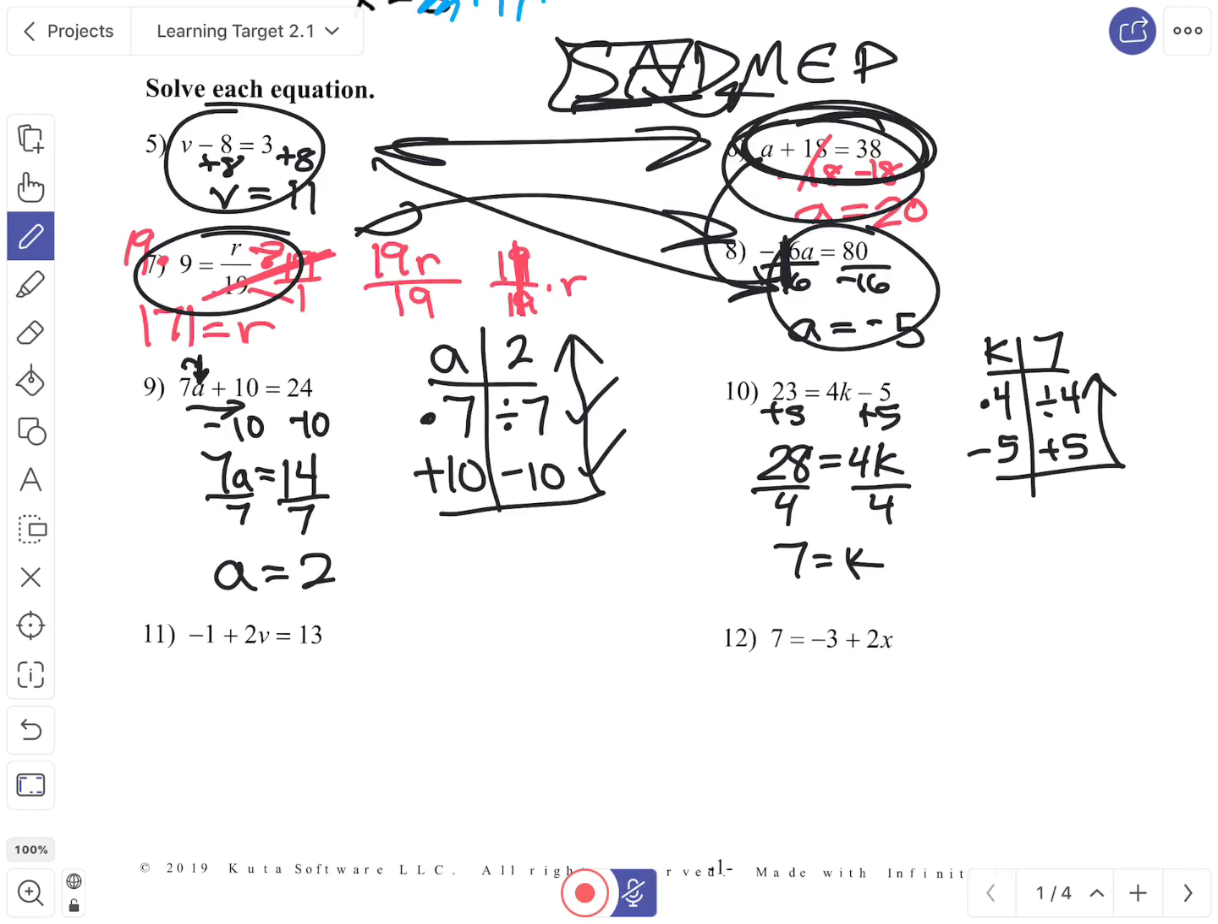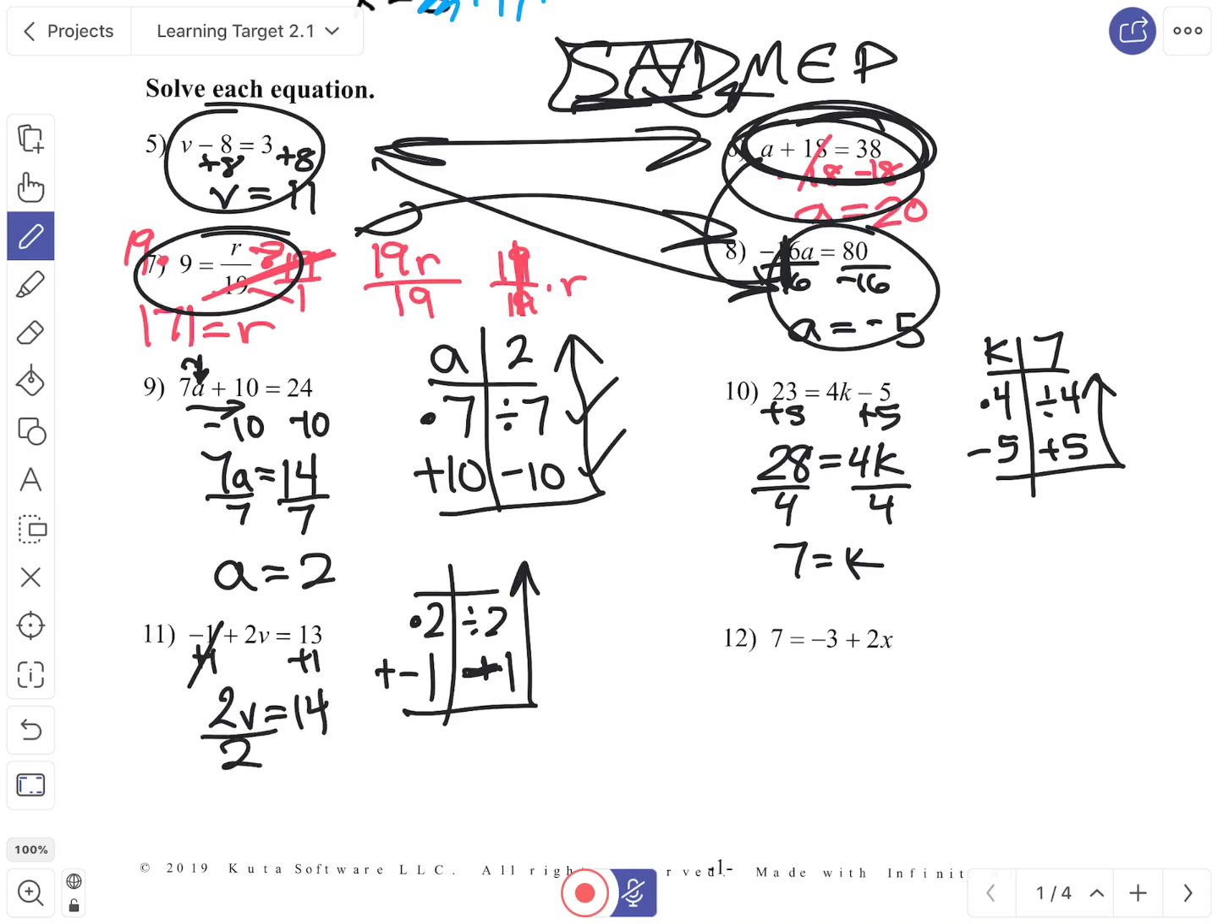So again, 2 times v, so I'm timesing by 2 first, then I'm adding a negative 1, which is really like subtracting a 1. So I do the reverse. I'm subtracting a negative 1, which is really just adding a 1, and dividing by 2. So I add 1, because that makes it 0, and I get 2v equals 14. Divide by 2, because that makes it 1, which we can just get rid of, and 14 divided by 2 gives me 7. Okay?